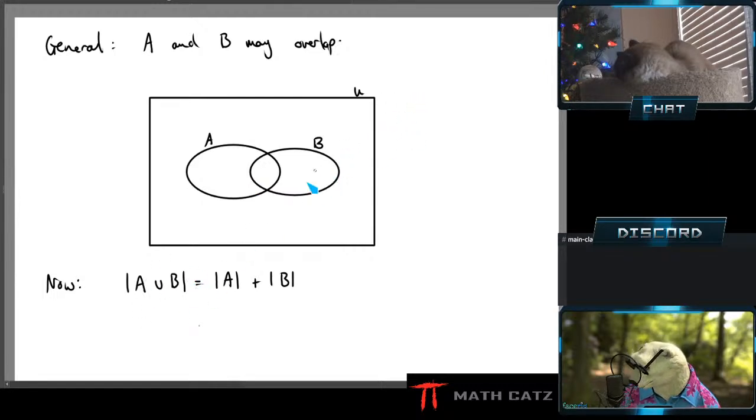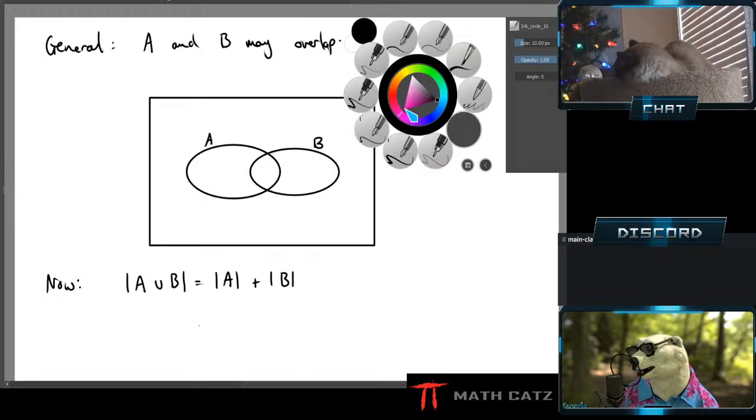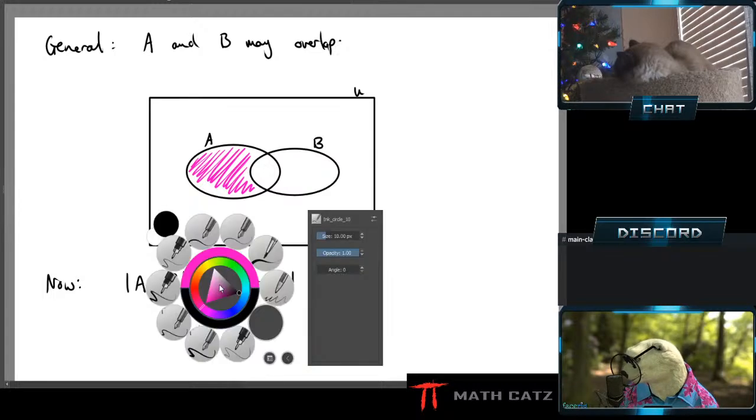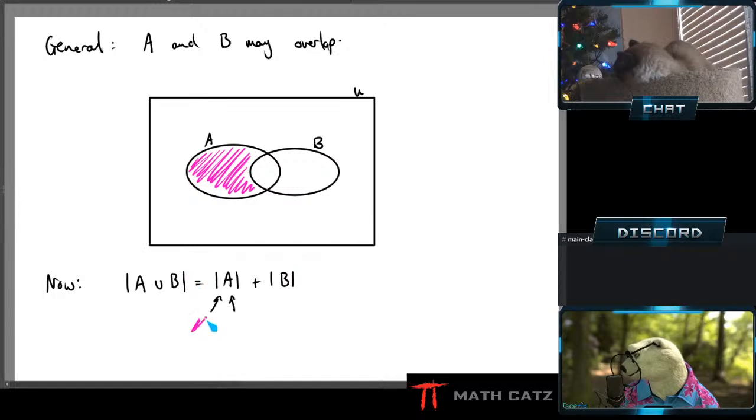Let's use some colors. If we stop here, let's see how close we are. Let's go pink. Now A consists of two regions. It consists of the pink region in here, and a part of A is also this overlap section here. Let's make it purple.